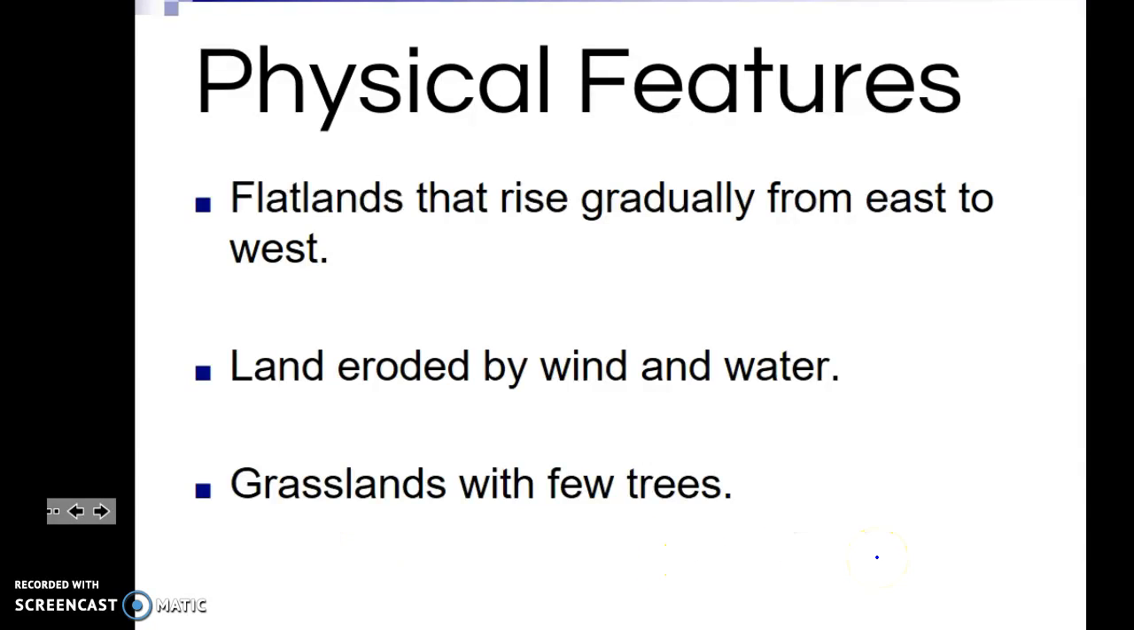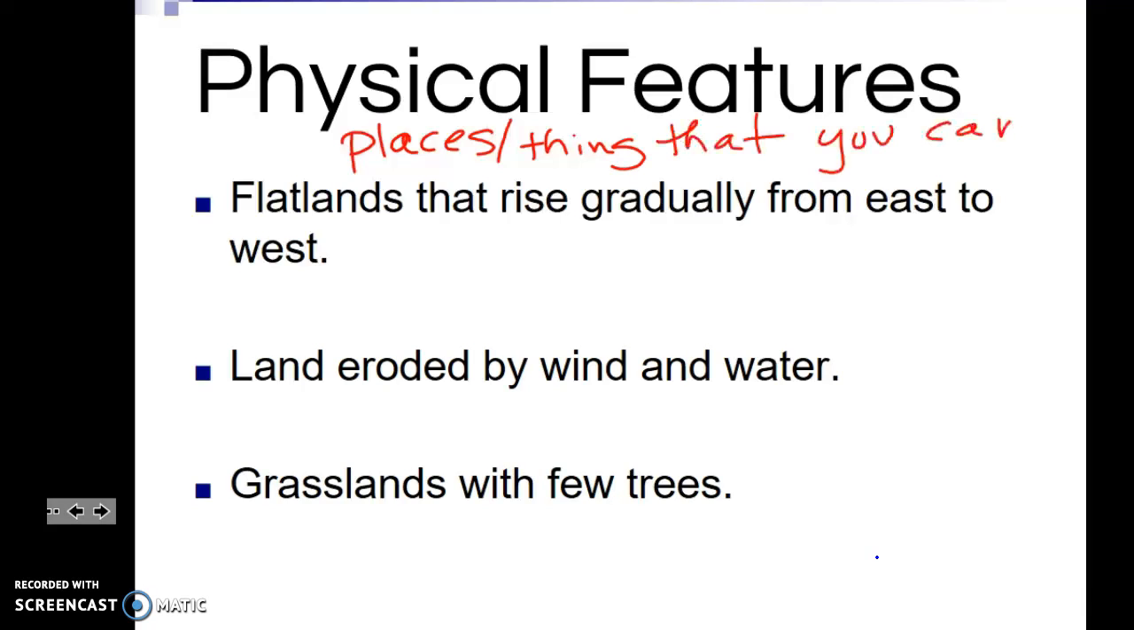All right, physical features. One thing I want you to know about physical features, and I want you to write this down in your packet or put it in your notes. Physical features are places or things that you can see and touch. Like you can see and touch a mountain, a river, a lake, a hill, a desert. You can feel that with your body. Anything that's physical, with your eyes and your hands or your feet. So physical features are things on a map or a landform or body of water that you can see and touch.